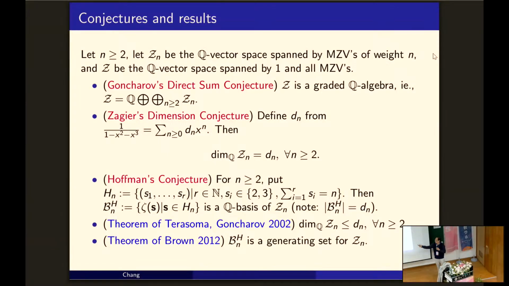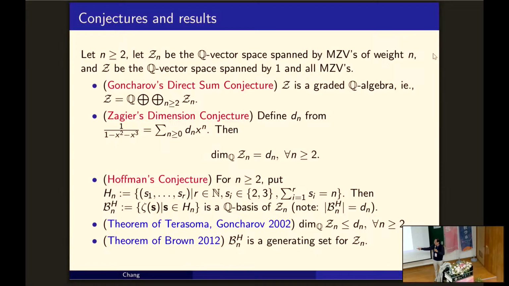Okay? And the other one is the famous conjecture due to Zagier, the so-called Zagier dimension conjecture. You define a sequence d_n, simply defined from this Laurent series. And Zagier conjectured that the dimension of multiple zeta values of weight n should be equal to this d_n.